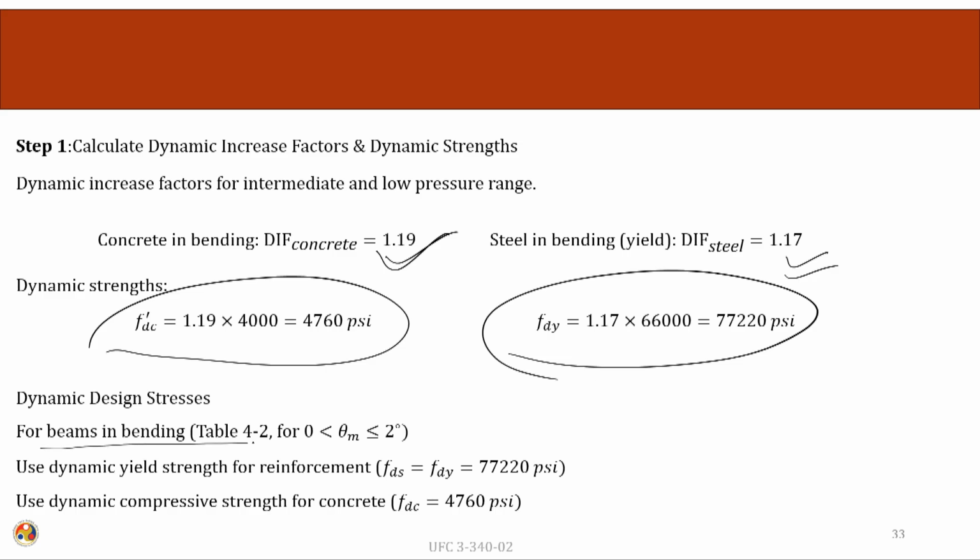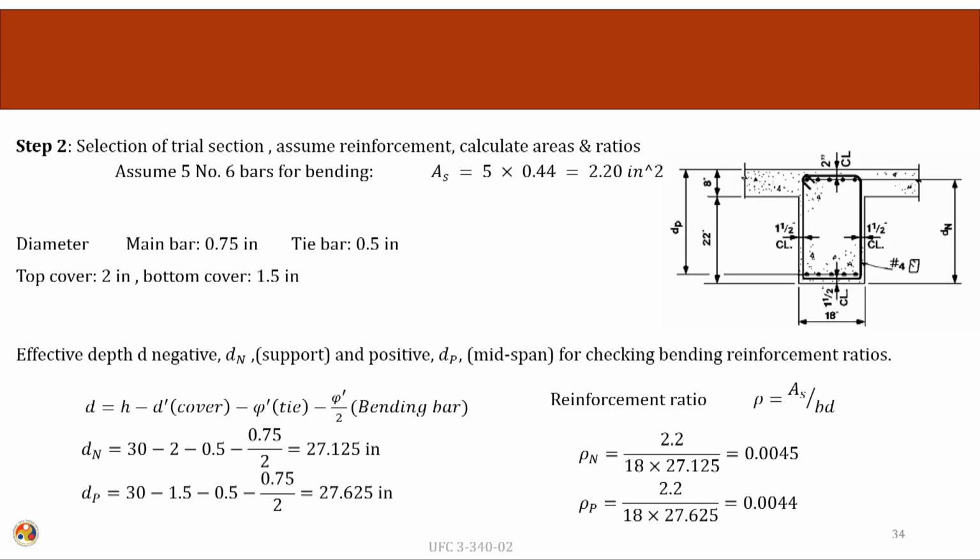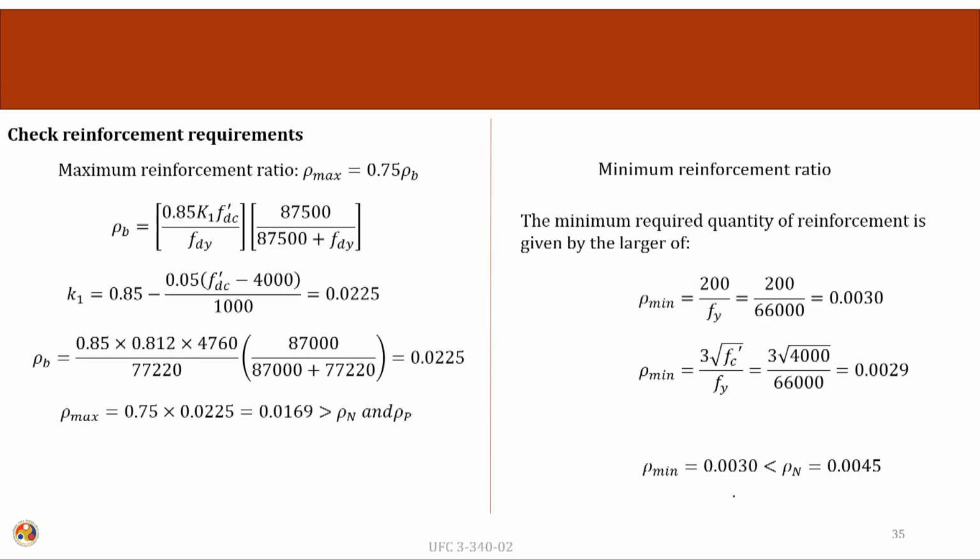So, for a beam in bending, depending upon the rotation criteria, we need to calculate the dynamic strength. Once we have the dynamic strength, we can have a choice of the initial section. We can choose the initial reinforcement ratio, and once we choose it, we can check the maximum and the minimum reinforcement requirements.